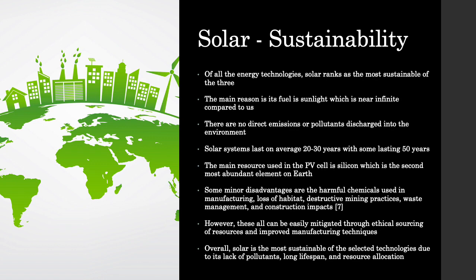The main resource used in the PV cell is silicon, which is the second most abundant element on Earth. However, there are some minor disadvantages due to the harmful chemicals used in manufacturing, a loss of habitat due to locating the solar fields, some destructive mining practices used for allocating the resources to build the solar panels, and waste management processes involving the recycling and decommissioning of solar systems.